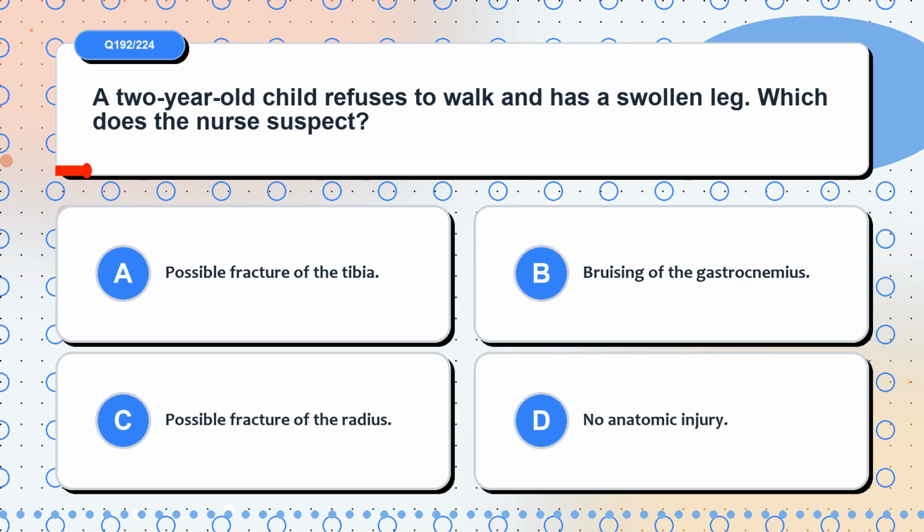Question 192. A 2-year-old child refuses to walk and has a swollen leg. Which does the nurse suspect? Here are the options. Option A. Possible fracture of the tibia. Option B. Bruising of the gastrocnemius. Option C. Possible fracture of the radius. Option D. No anatomic injury.